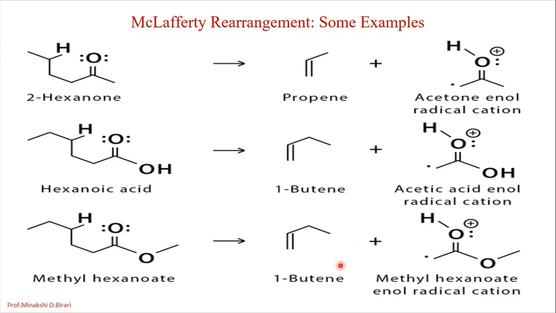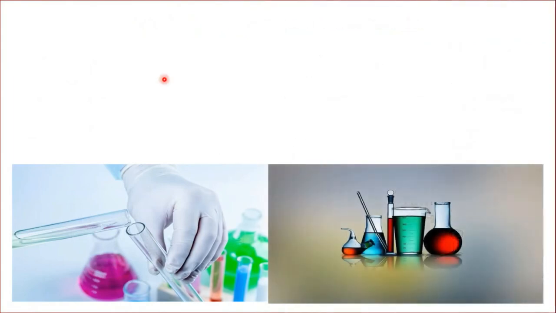So saturated alcohols and saturated amines cannot undergo McLafferty rearrangement because of lack of pi electrons, but those molecules which have pi electrons, n electrons, gamma hydrogen, and a heteroatom can undergo McLafferty rearrangement. So in detail we have studied different examples of McLafferty rearrangement. In today's lecture, we have studied the McLafferty rearrangement, its mechanism, and different examples.